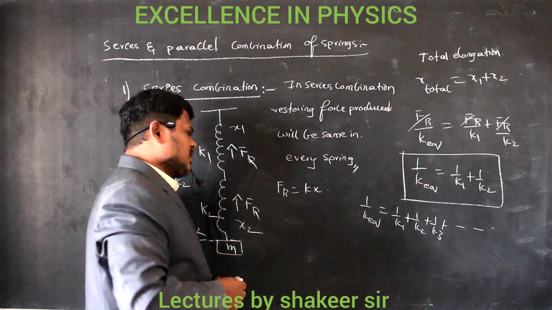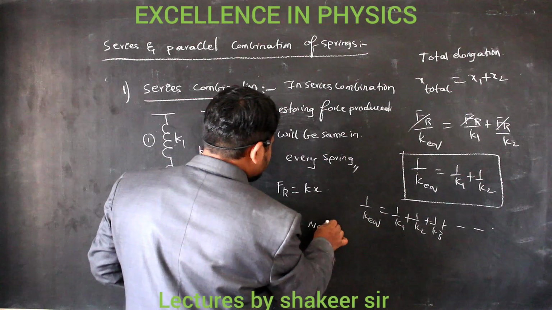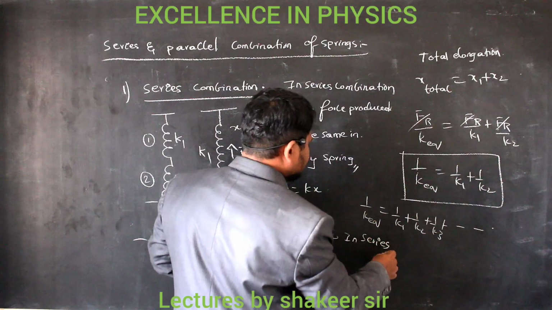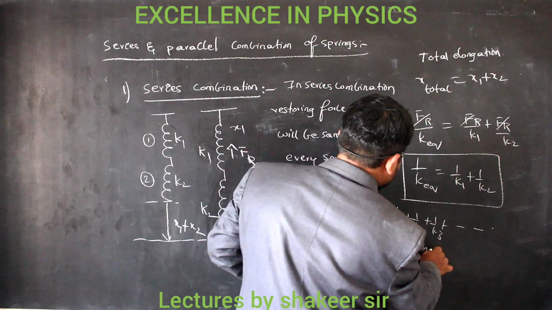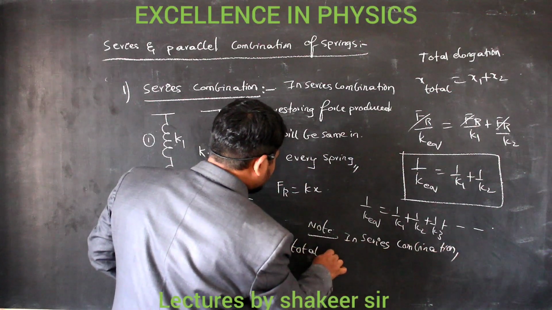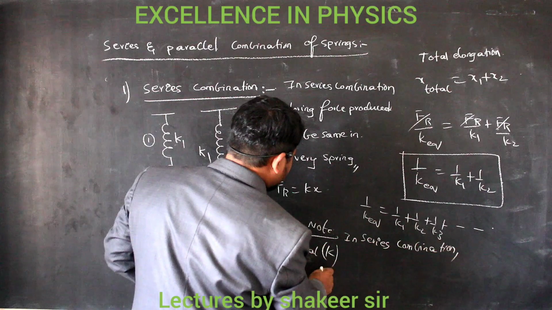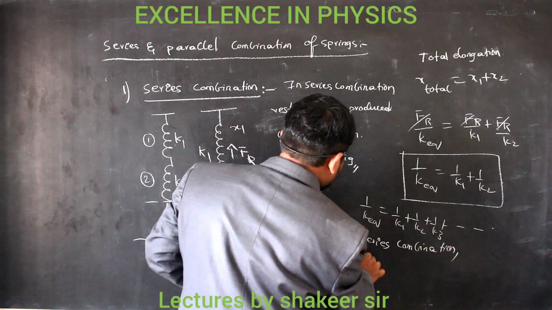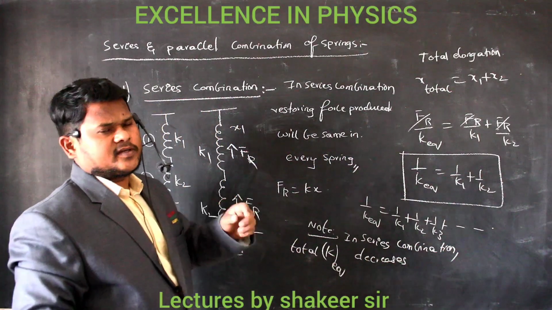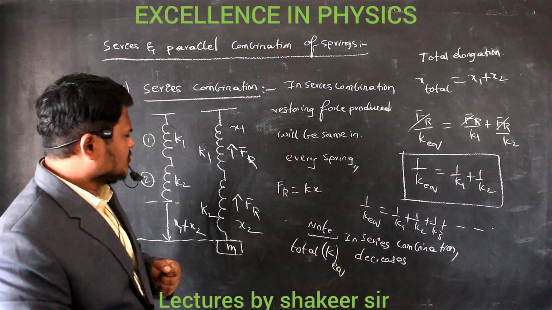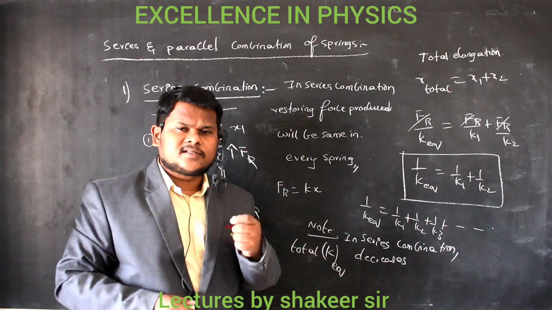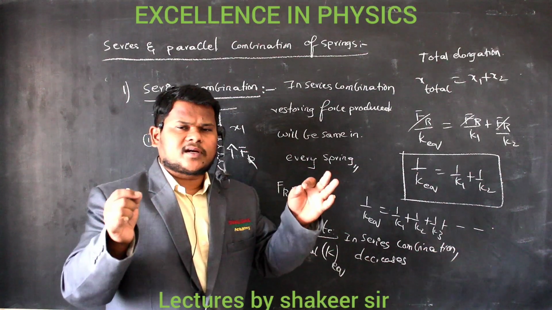So, what is the note point here we have to write? Note point is: in series combination, total k value, or I can write it as k equivalent, decreases when compared to individual springs. Clear? So therefore now the question is: is it easier to elongate one spring or is it easier to elongate two springs which are connected in series?